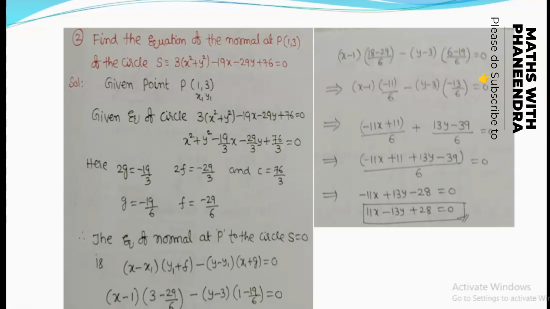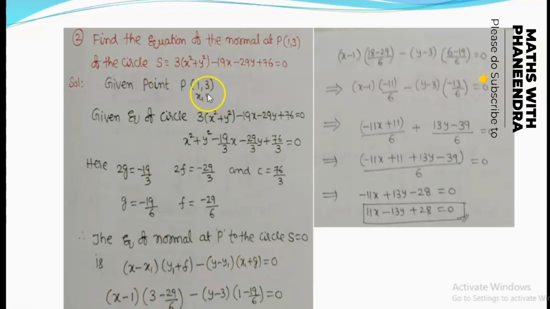x square plus y square plus 2gx plus 2fy plus c equal to 0. Now 2g equal to minus 19 by 3, 2f equal to minus 29 by 3 and c equal to 76 by 3. Now g equal to minus 19 by 6, f equal to minus 29 by 6 and c equal to 76 by 3. After getting the values of g, f and x1, y1, you have to write the formula for the normal equation of circle. So the equation of normal at P to the circle S equal to 0 is (x minus x1) into (y1 plus f) minus (y minus y1) into (x1 plus g) equal to 0.